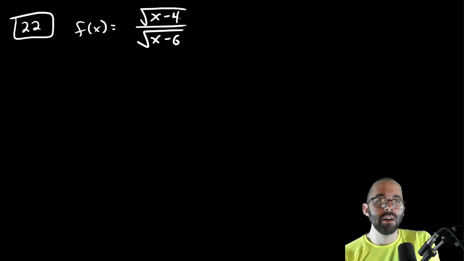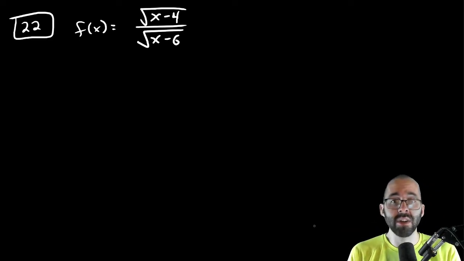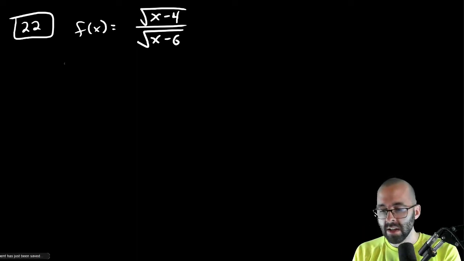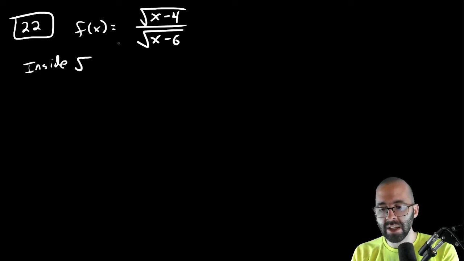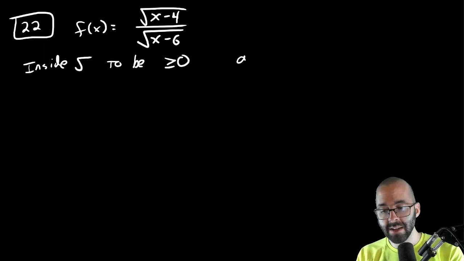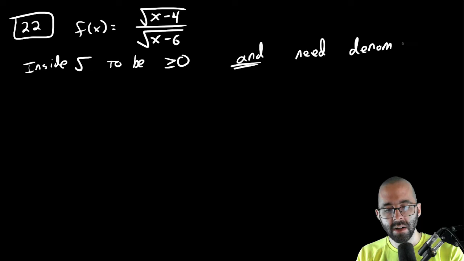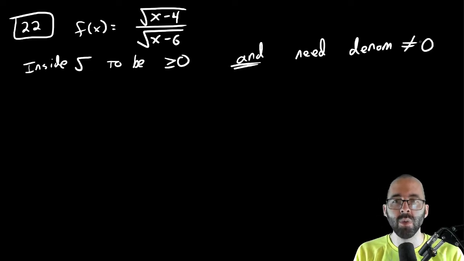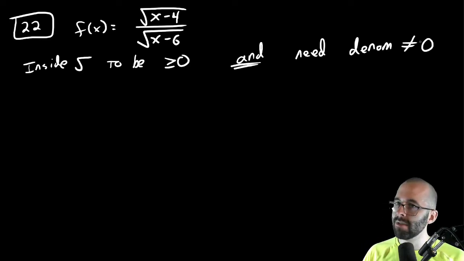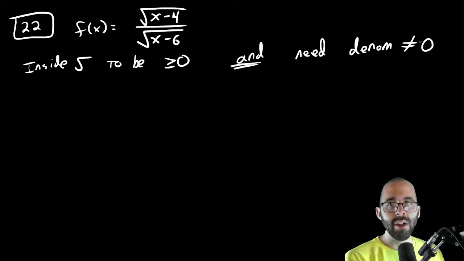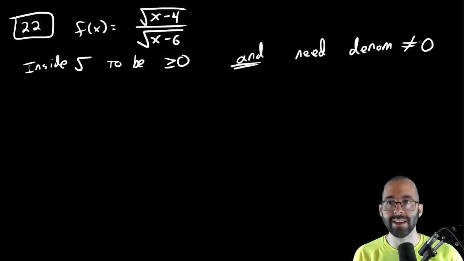So again, there's two things happening here. Now we have square roots and fractions. We have to take care of everything. We need the inside of the square root to be positive or 0. And we also need the denominator to not be 0. We need both of these conditions. If either one of these fails, we have a problem. If the inside is negative, that's not real. If we're dividing by 0, that's not real. So we have to look at a lot of things here.